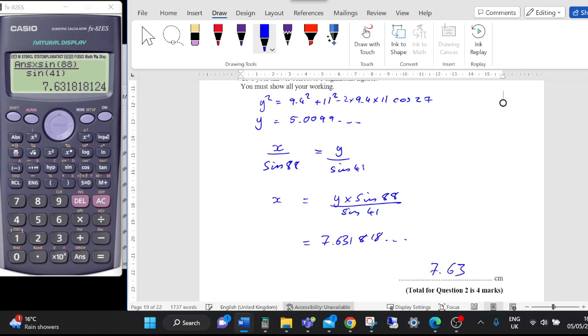7.63. And again, in terms of mark scheme, we've got an A1 for the answer, and working backwards, an M1 for applying the sine rule, an M1 for working out this value here, and then an M1 for applying the cosine rule for our 4 marks.